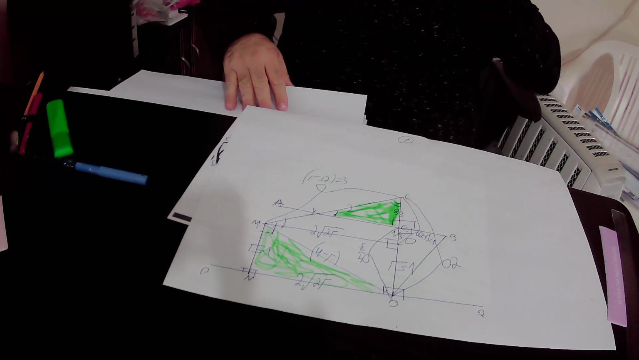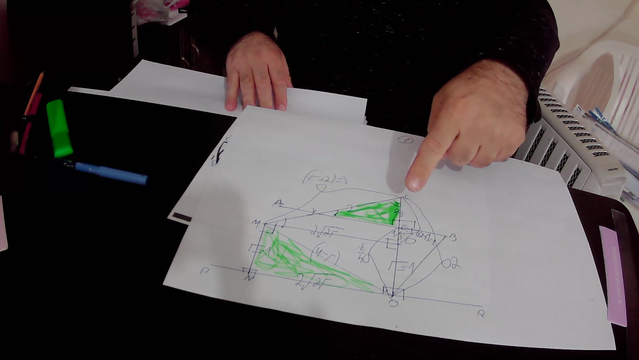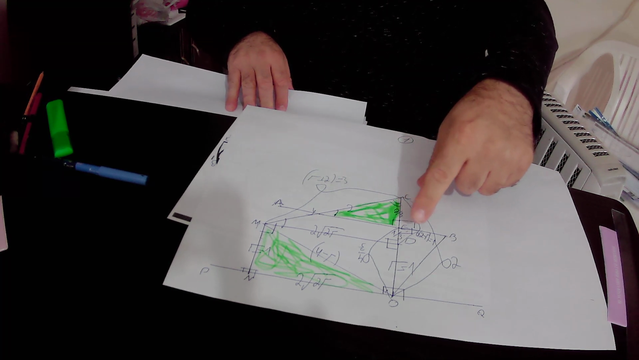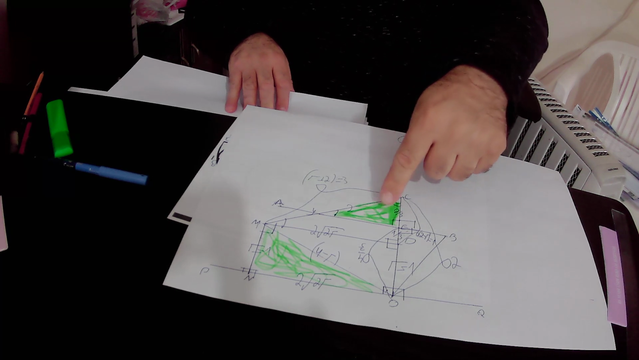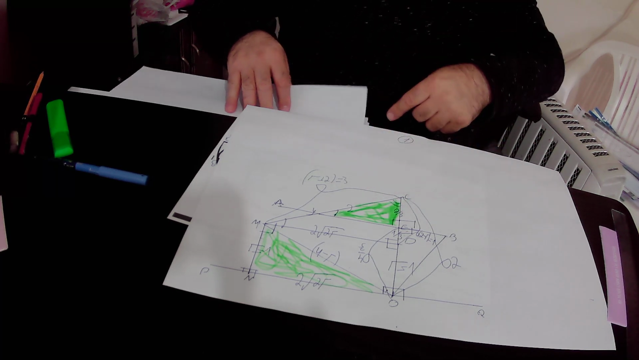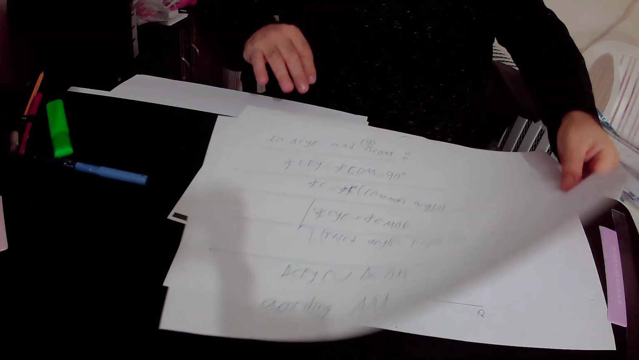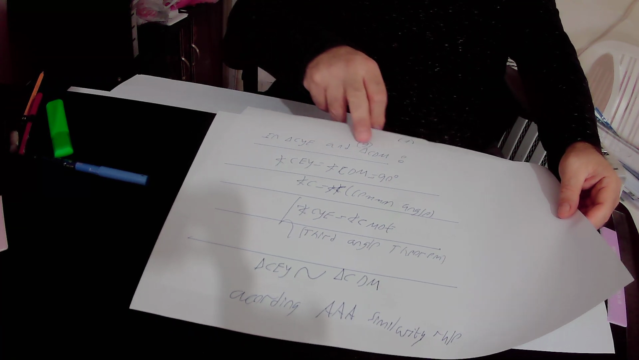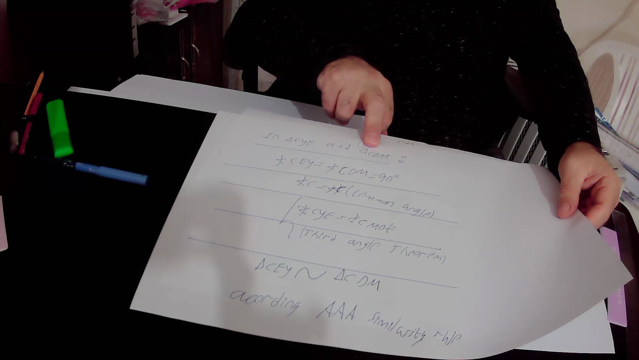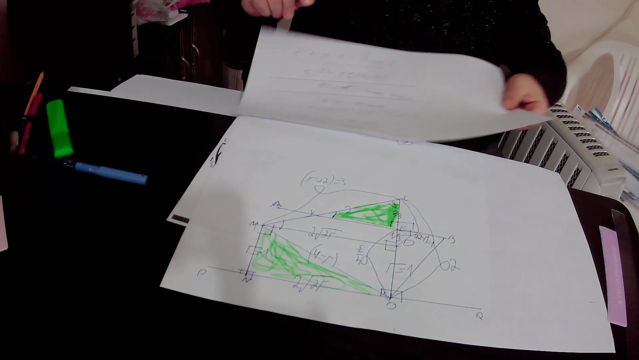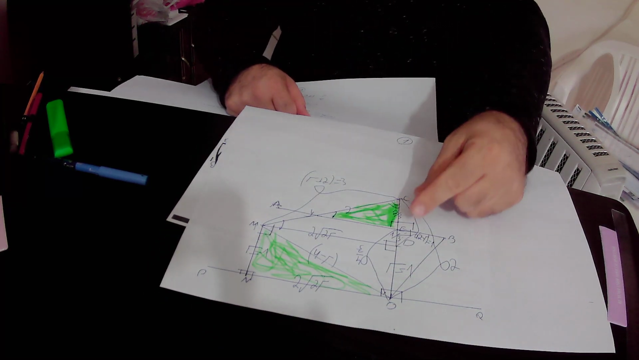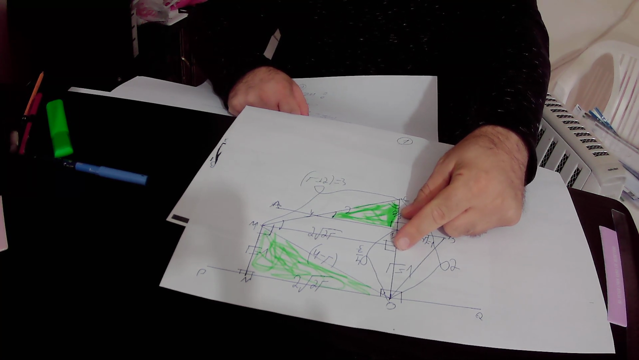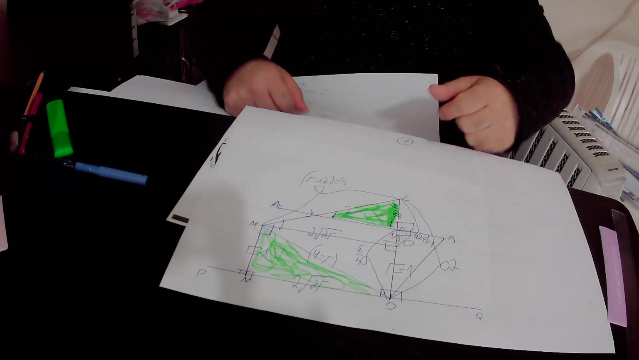Then we focused on the right green triangle CYE and on the right triangle CDM, and we proved that those two right triangles are similar to each other. Why are they similar to each other? First of all, we know that those two angles are equal to each other, they are right angles.